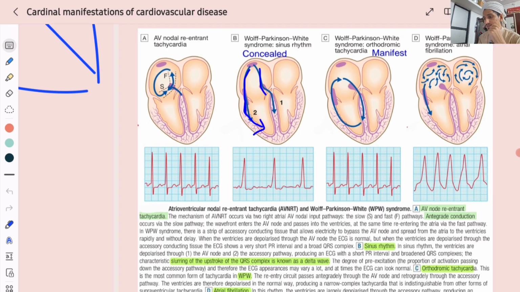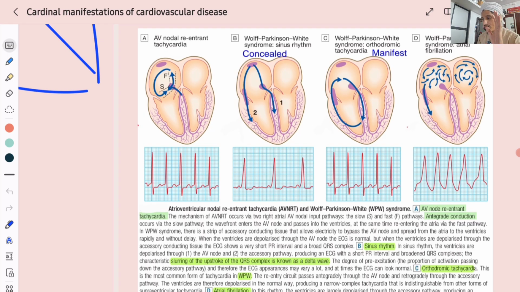So when there is an accessory pathway and the patient is in sinus rhythm, then it is called concealed AVRT. Okay, see here, this is the P wave and the PR interval is reduced, and there is slurring of the upstroke of the R wave, that is known as delta wave. Okay, this is the concealed pattern of AVRT.